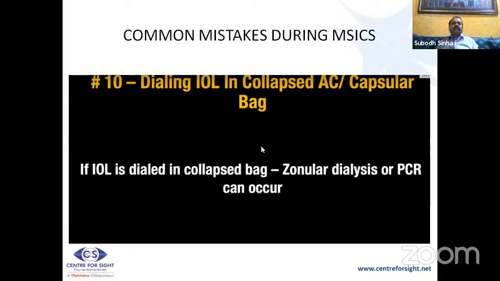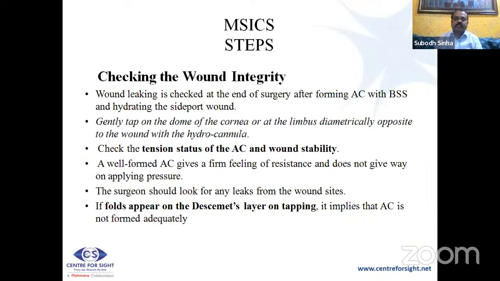With the IOL, always be careful while dialing the IOL in a collapsed bag, that may lead to zonular dehiscence and PCR. Once you have implanted the IOL, it's always better to check the integrity of the wound, whether it's leaking or not.